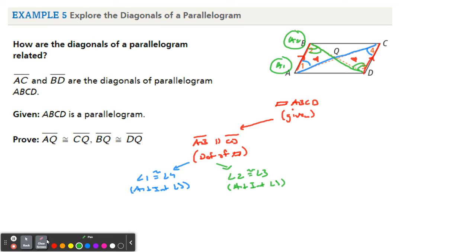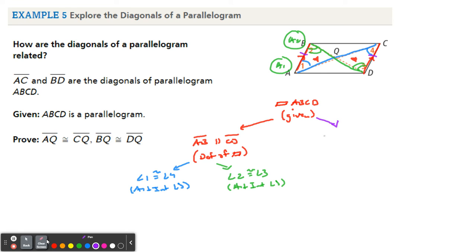So now I need something that is also congruent, preferably a side, right? And I can use angle, angle, side, or angle, side, angle. Well, this is a parallelogram, right? Aside from being parallel, the opposite sides are also congruent. So I can also mention that segment AB and segment CD are congruent.